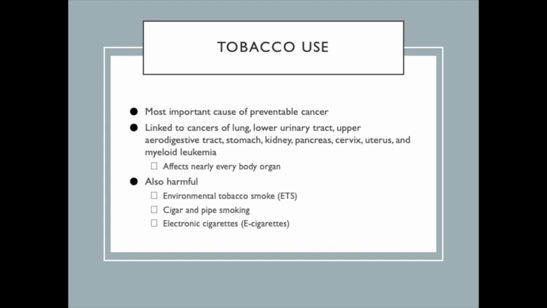Tobacco smoke is linked to lung cancer, but also aerodigestive tract cancers. So think of cancers of the mouth, the pharynx, the larynx, even nasal cavity cancers, your sinuses, your esophagus. Smoking tobacco is also linked to stomach cancers, lower urinary tract cancers like bladder cancers, penile cancers, renal pelvic cancers, so in the kidneys, your pancreas, your cervix, your uterus, all linked to cigarette smoking. Even cancers of the blood like myeloid leukemia.